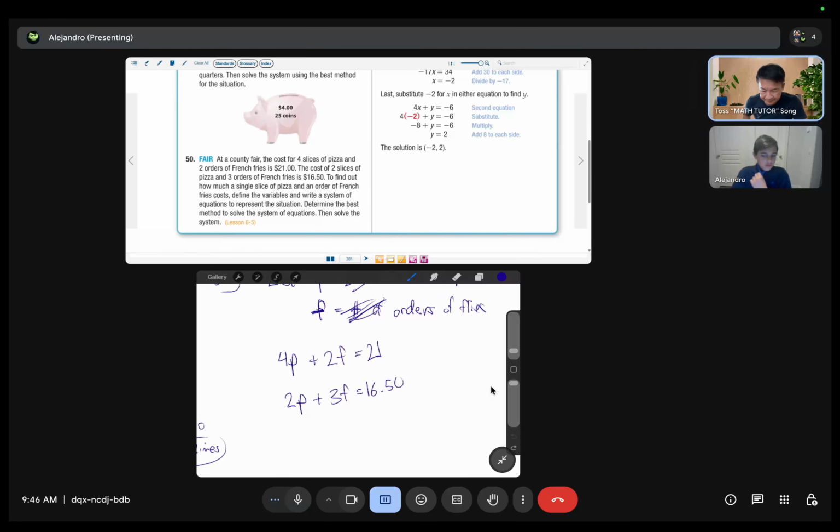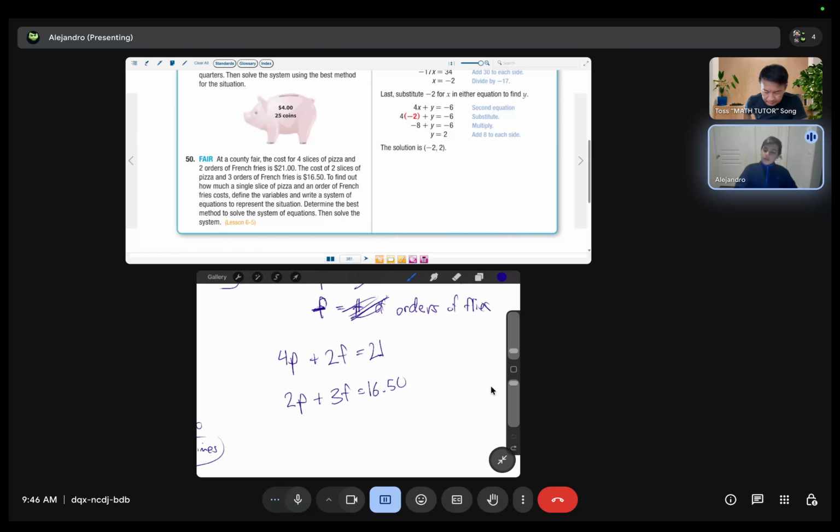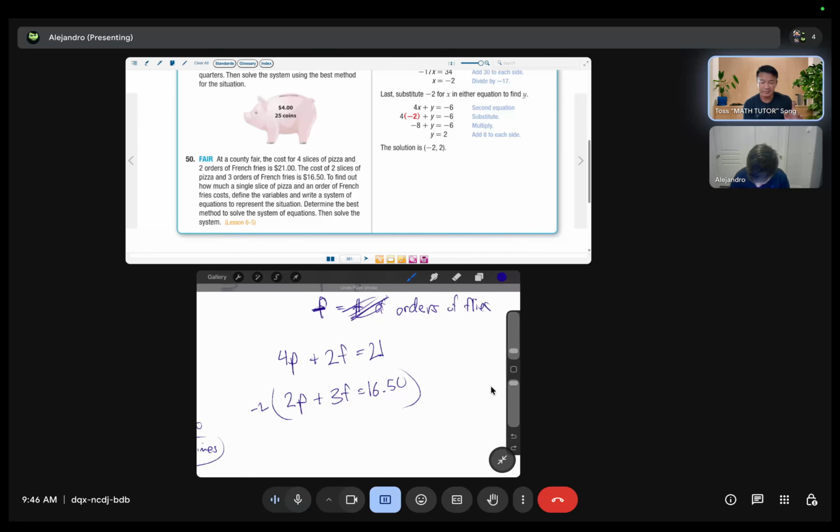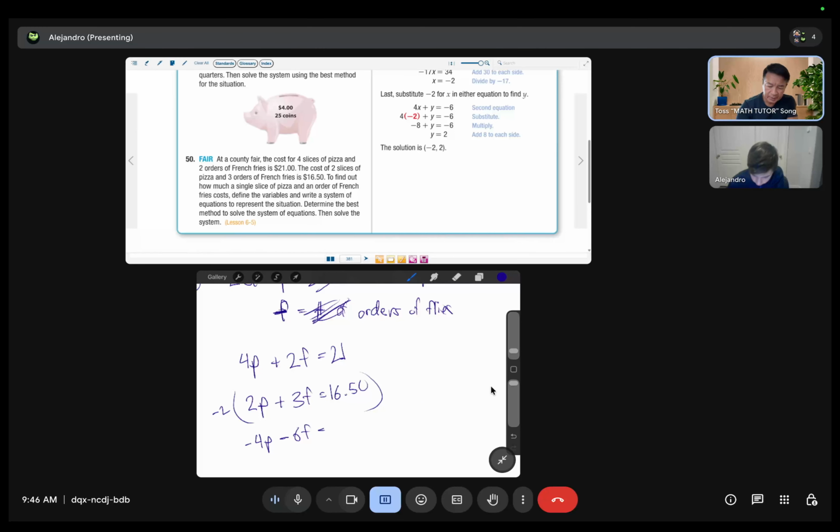What would you do? I'll probably multiply the bottom equation by -2. Okay. Just that. Right. Yeah. Because you want to eliminate this. Okay. Let's do it. So it'd be negative 4P minus 6F. Just double 16.50. So if you double 16, that's 32. If you double 50 cents, that's 1. That's why it's $33.